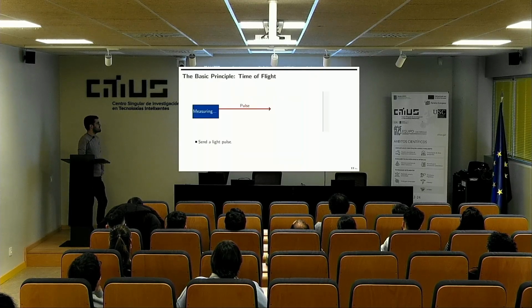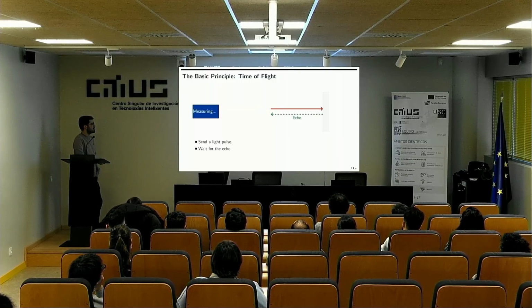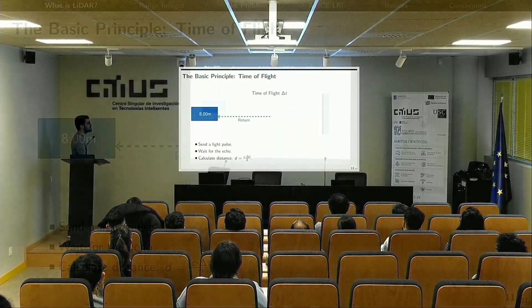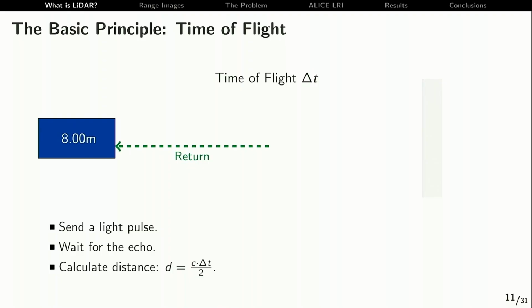So the way this works is very simple. The laser meter essentially sends a light pulse to a wall. The light pulse gets reflected back. And if we measure the time that it takes to reflect back, using this very simple equation here, which involves the speed of light, of course, we are able to estimate the distance.